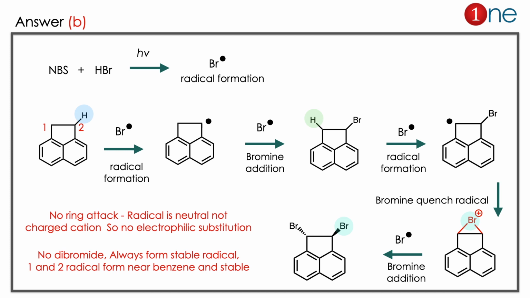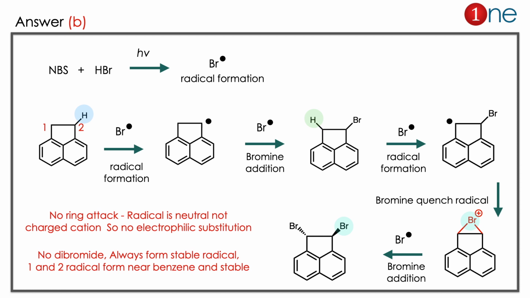The answer is B. Let us see how. The starting material contains NBS and HBr. You have free radical formation. So the radical formation occurs, and it attacks the ring. So the ring carbon gets radical formation. So radical formation occurs there. You have free bromine, so bromination occurs there. Again you have another hydrogen, so radical formation occurs there.